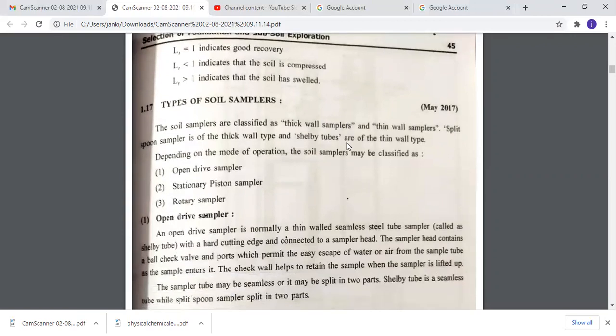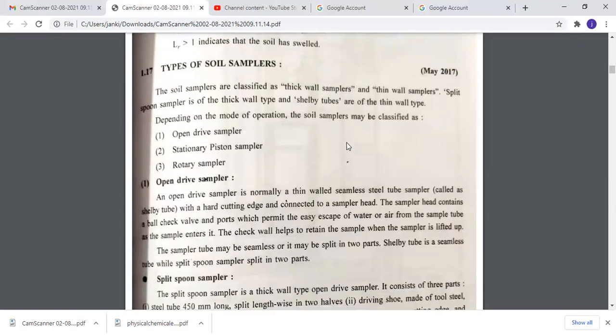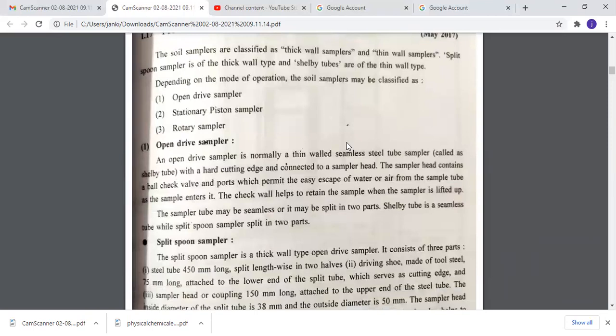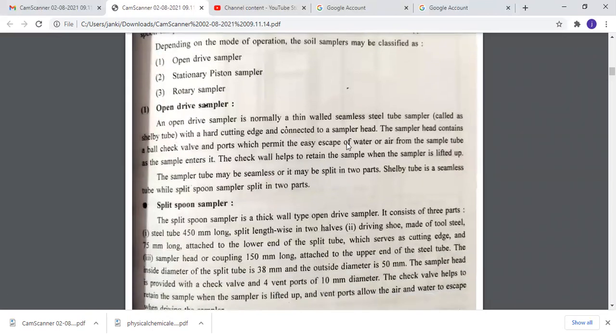Next is the types of soil samplers. Basically, soil samplers are classified as thick wall samplers and thin wall samplers. The split spoon sampler is of the thick wall type, and Shelby tubes are of the thin wall type. They are also classified mainly by mode of operation. First is the open drive sampler, second is the stationary piston sampler, and third is the rotary sampler.